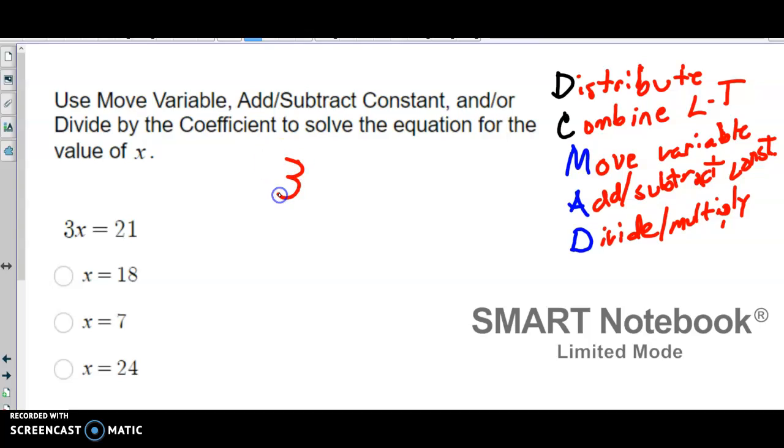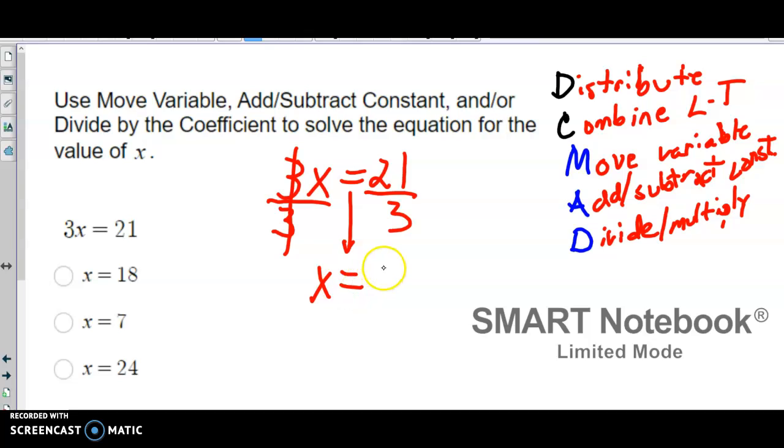I'm going to have a problem that looks something like this. And again, we're doing the opposite operations. So I have a 3x. So that's really multiplying 3 times x. So the opposite is to divide. So I'm dividing both sides by 3. So I can get rid of it. So I bring down my x, bring down my equal sign. 21 divided by 3 is 7, and I get 7.